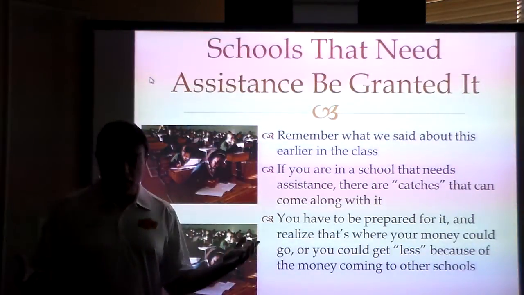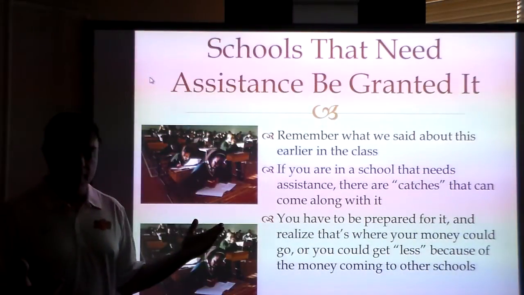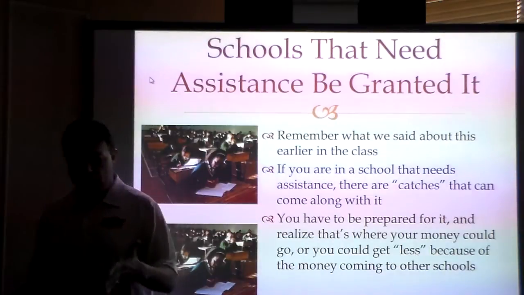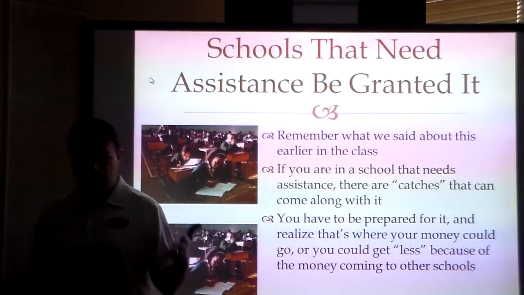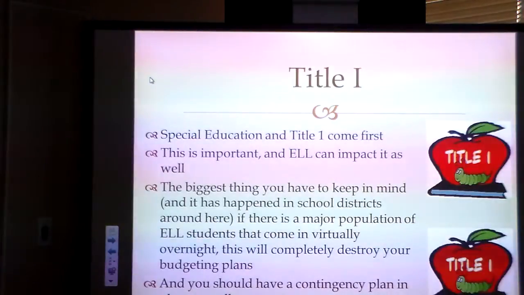You have to be prepared for that, and sometimes there's nothing wrong with saying, I want less money to have autonomy. If you're in a district that needs autonomy, where the parents are happy with autonomy and the teachers are happy with autonomy, I don't see anything wrong with that, and that's certainly something to consider as well.